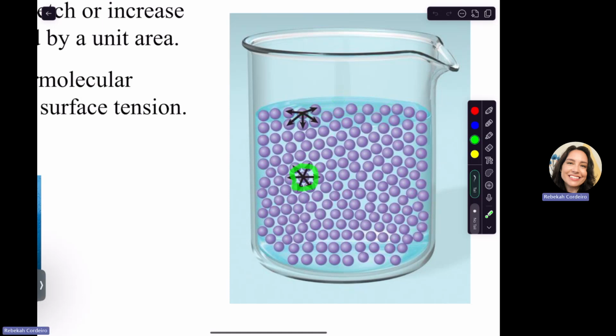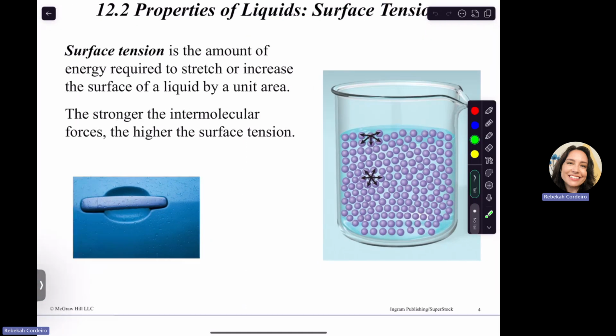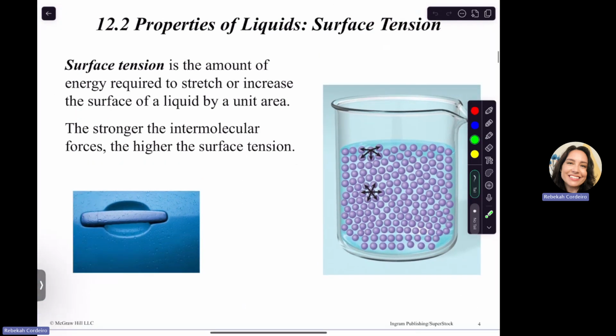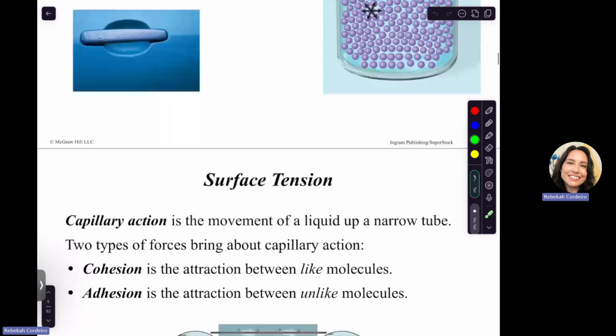Surface tension also applies because the intermolecular forces inside of the liquid are similar. It's just on the surface that we talk about surface tension. You're probably familiar with surface tension, so I won't say much more about that. But basically, you want to make sure that stronger intermolecular forces mean more surface tension.